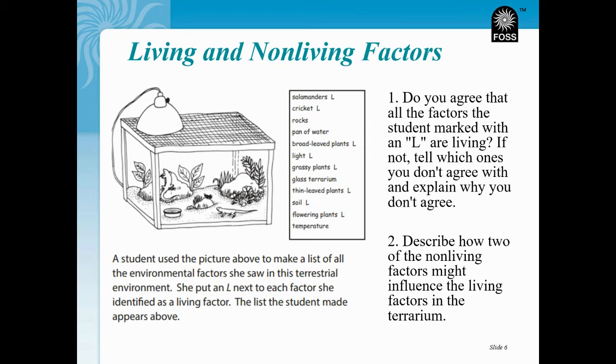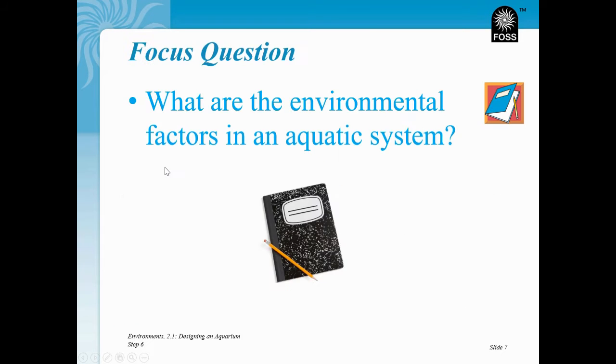Remember, living factors are plants and animals because they're alive, like the salamander, the cricket, broadleaf plants, grassy plants, thin-leaf plants, flowering plants. They're all alive. Examples of non-living factors in this terrarium are the rocks, the pan of water, light, glass terrarium, this whole thing, right? Soil and temperature. Great job.